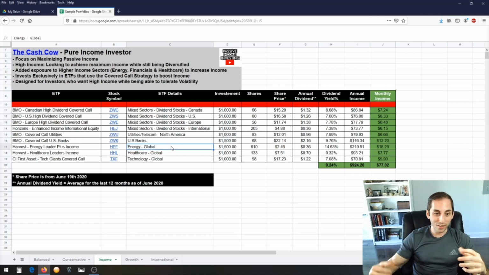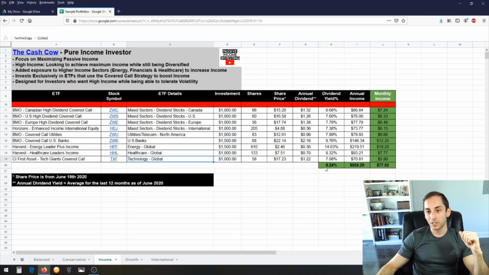Of course, you have the energy, HPF from Harvest, which is just giving a massive yield right now because of the damage the oil industry took because of COVID-19. So that one's at 14, almost 15% yield. Then you have the HHL ETF from Harvest, which focuses on healthcare, a pretty high yield there too of 9.32%. And I added some technology in there because you still want to have a little bit of growth potential, and technology has been doing really well lately. So the TXF ETF is, in my opinion, the best ETF for technology in terms of income and growth, because you're getting really good income with those covered calls.